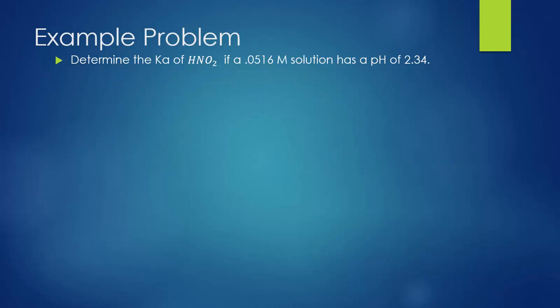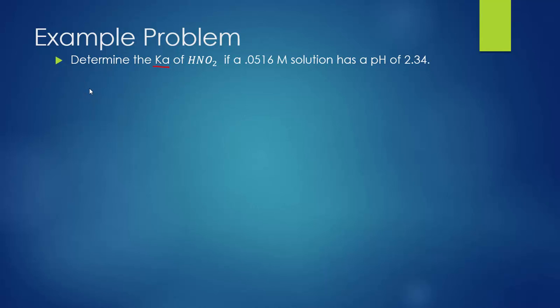Now this next example is a little bit more complicated. It says determine the Ka of HNO2 if a 0.0516 molar solution has a pH of 2.34. The reason this is more complicated is it doesn't tell us this is all at equilibrium. We make a solution of nitrous acid by making a 0.0516 molar solution, and then we stick a pH sensor in there and we measure its pH, and it's 2.34, and we're supposed to determine the Ka value.